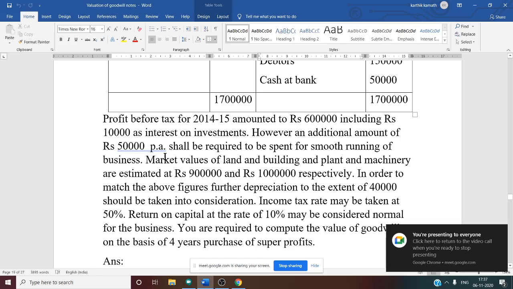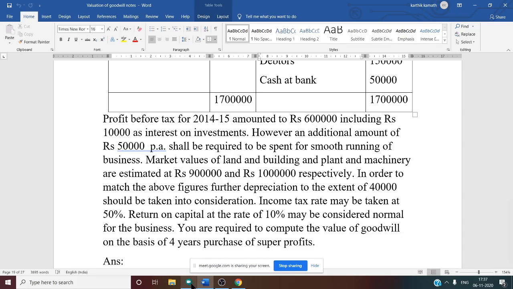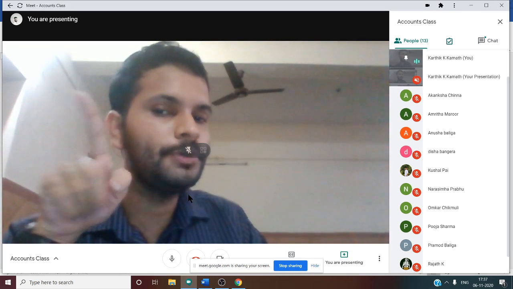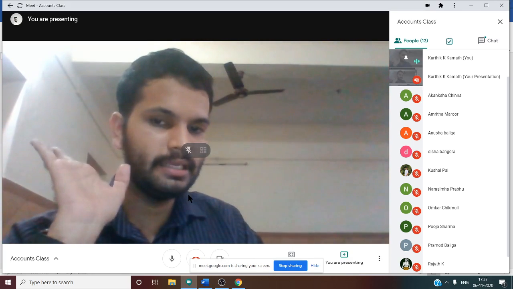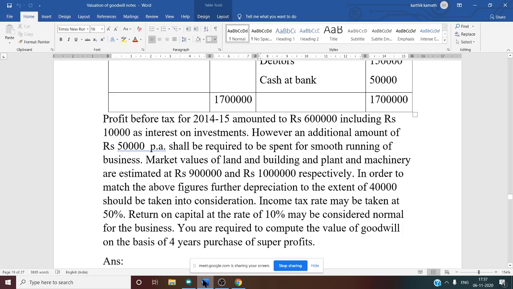Yes, that 50,000 shall be required to be spent for smooth running of business. So this also we are going to deduct. Why? Because profit is equal to income minus expenses. Very clear. So expenses you are going to deduct.